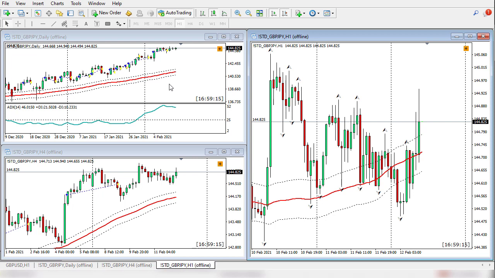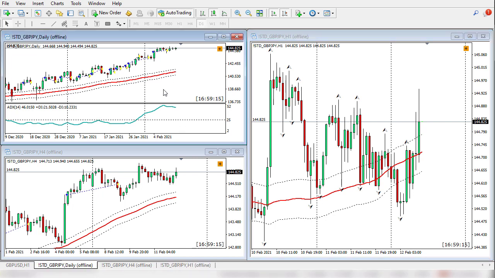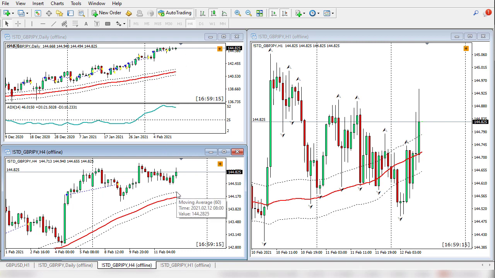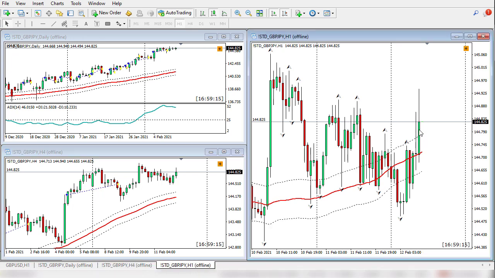So as you can see with this example, price is trading above this 360 period simple moving average, and it's also trading above it on the 4-hour time frame, meaning that the direction of our trend is up. Now on the 1-hour time frame, first we want to see a candlestick close above the 360 period simple moving average, which is exactly what we have here.